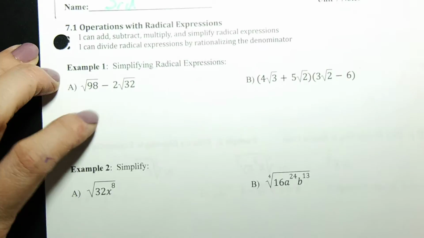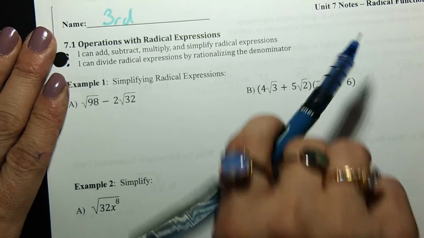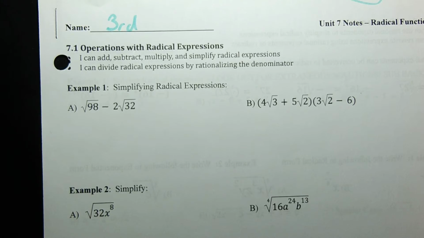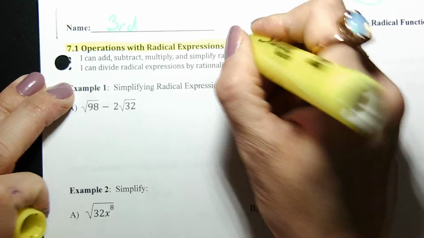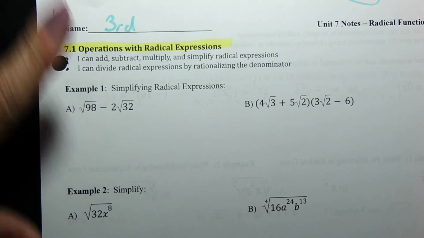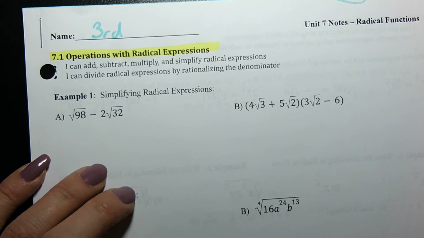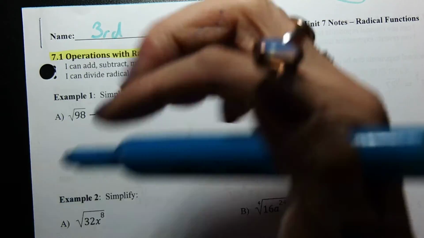And in this unit, it kind of starts similarly to the last one where we're going to do operations with radical expressions. Up at the top of this, I want you to write, I can do this.